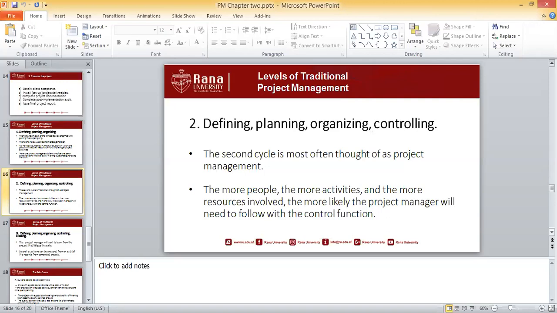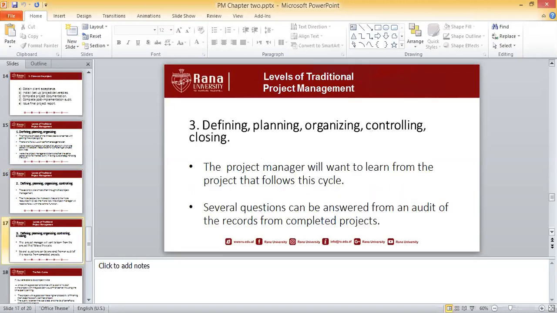I'm going to let you ask me questions, inshallah, when I finish the levels of traditional project management. The third phase, dear students, if you can see here, only one function has been added, and that is closing, the closing of the projects. When the project manager wants to learn from the project and thinks that similar projects may be implemented in the future, I need to have proper documentation of these projects and proper information archived.